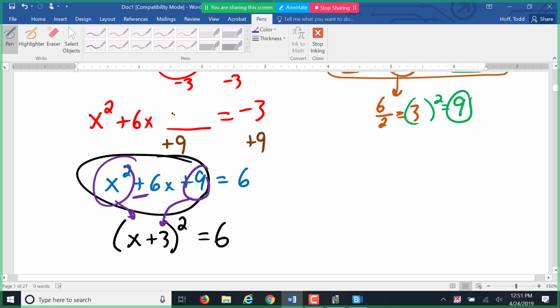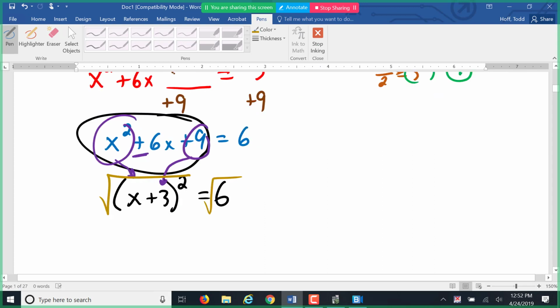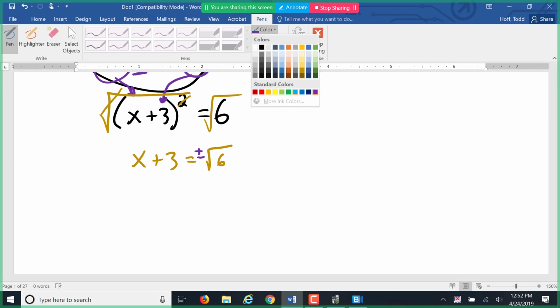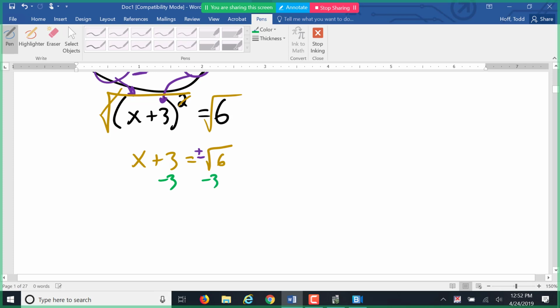So now that we have that, x plus 3 squared equals 6, we can apply that square root method. So we're going to square root both sides. The square root and the squared cancel out. X plus 3 equals the square root of 6. Technically, I should write that as the positive or negative square root of 6, plus or minus. Now to finish solving that to get x by itself, I just subtract 3. X equals, usually I'd put the integer first, so negative 3, plus or minus the square root of 6.